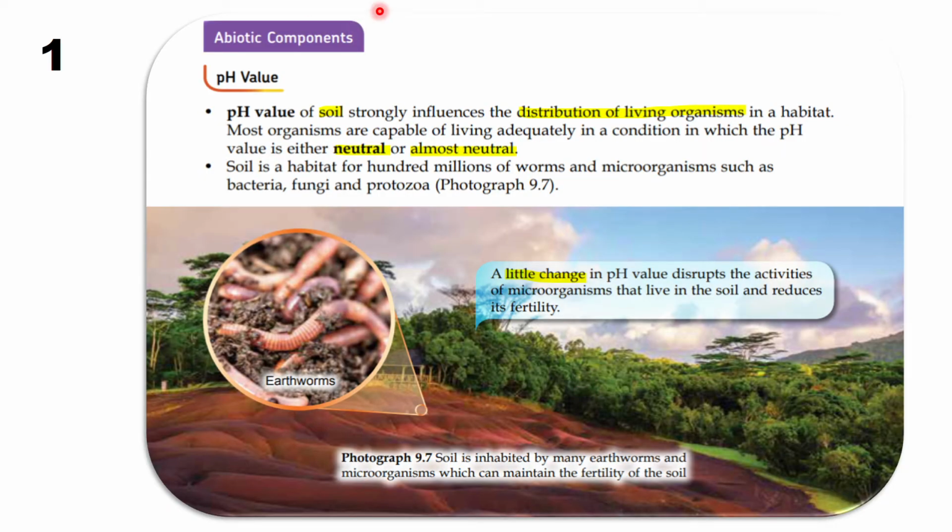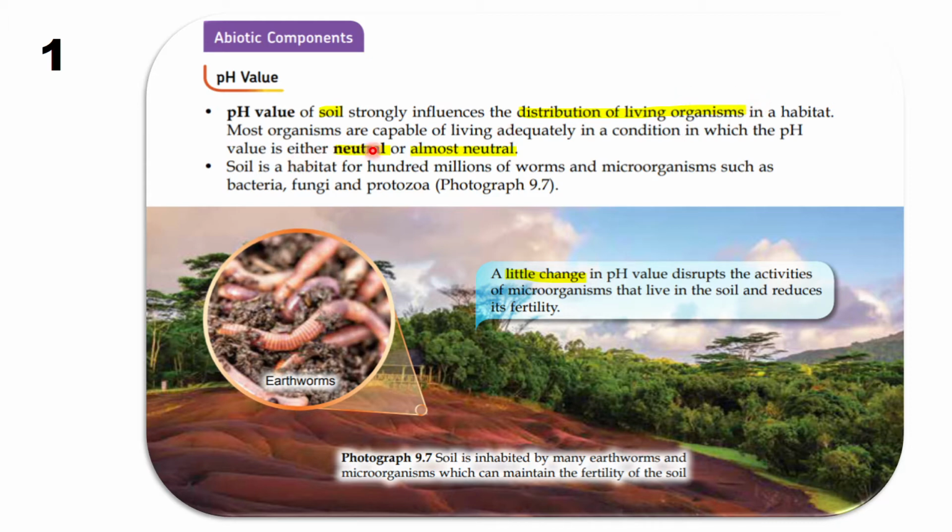Okay, so let's look at the abiotic components. Altogether, there are 6 of them. Okay, so the first one is pH value ya. pH value ini kita rujuk kepada pH of the soil. Okay, which is going to strongly influence the distribution of living organisms in the habitat.